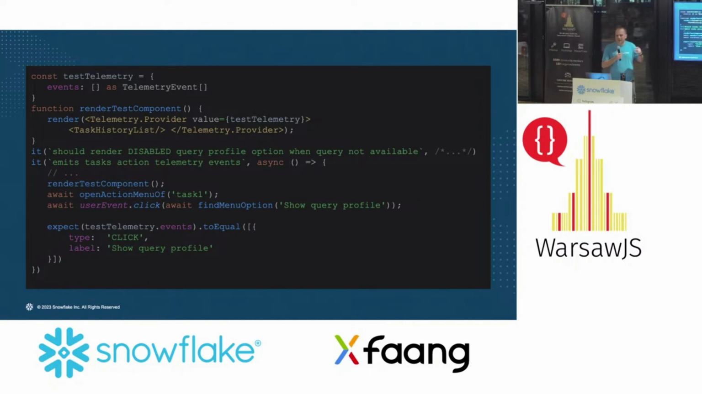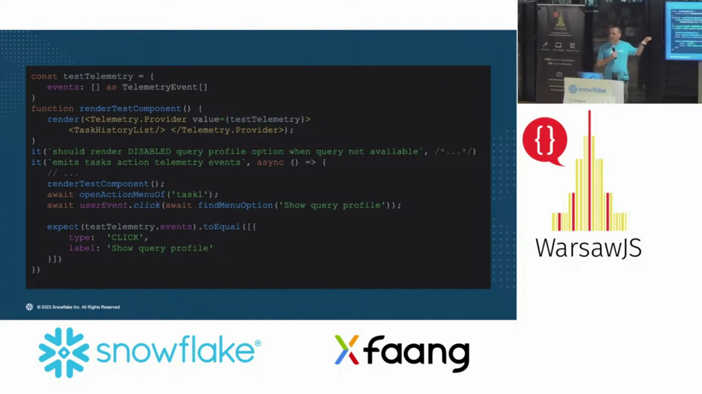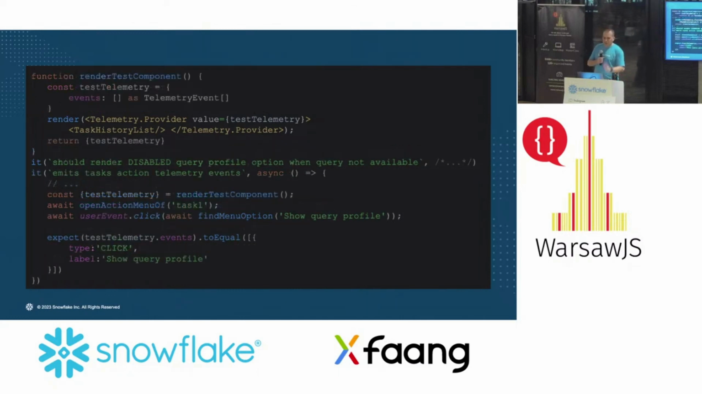The question was how this second test can run successfully in isolation, but when run together with the first test, it will fail. And the answer was that we're checking for the exact array if it's one element, and the first test is going to pollute this telemetry events array because it's also clicking on the show query profile. So the solution to that is simple. Just reset the array on every render. Start with a clean slate. Do not share anything between the tests. Keep in mind that the environment should be set up from zero.